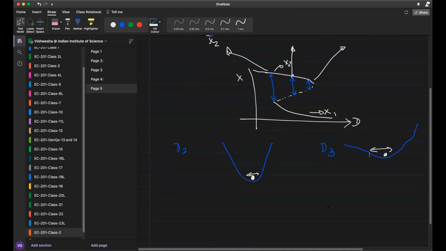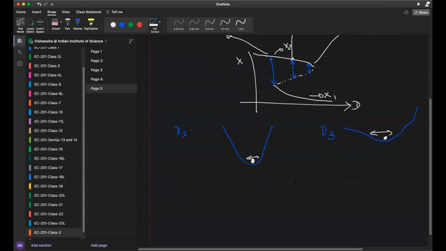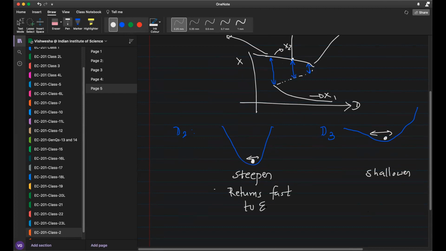Now what do you see, what are the differences you see in this landscape? This is a steeper landscape, right? This is a shallower one, is that right? From this, can you infer the time to return from this? Yes.